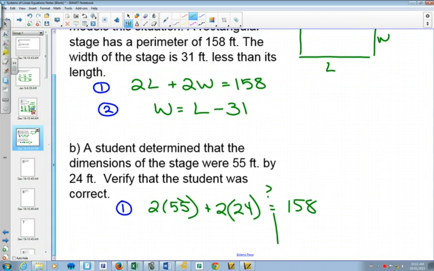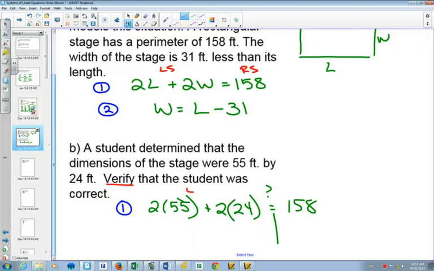Now, when a question asks you to verify, you can't put an equal sign right at the beginning because you don't know for sure if it's right. That's what you're checking. We want to check if the original equation, and this is the left side of my original equation, and this is the right side of my original equation, are actually correct.